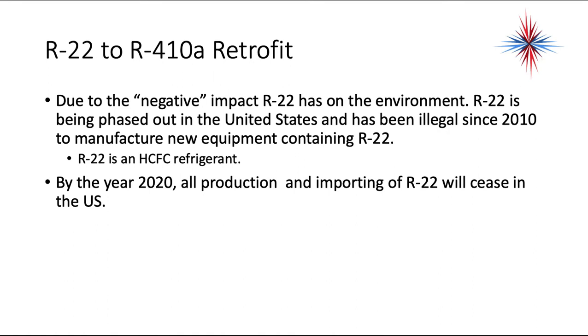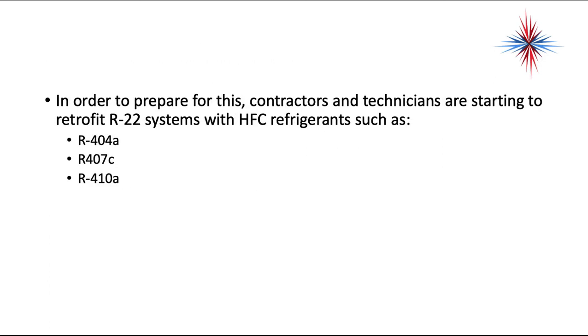R-22 to R-410A is the biggest retrofit we are seeing right now in air conditioning. Due to the negative impact R-22 has on the environment, R-22 is being phased out of the United States and has been illegal to manufacture new equipment with since 2010. R-22 is an HCFC refrigerant and contains chlorine. By the year 2020, all production and importing of R-22 will cease in the U.S.